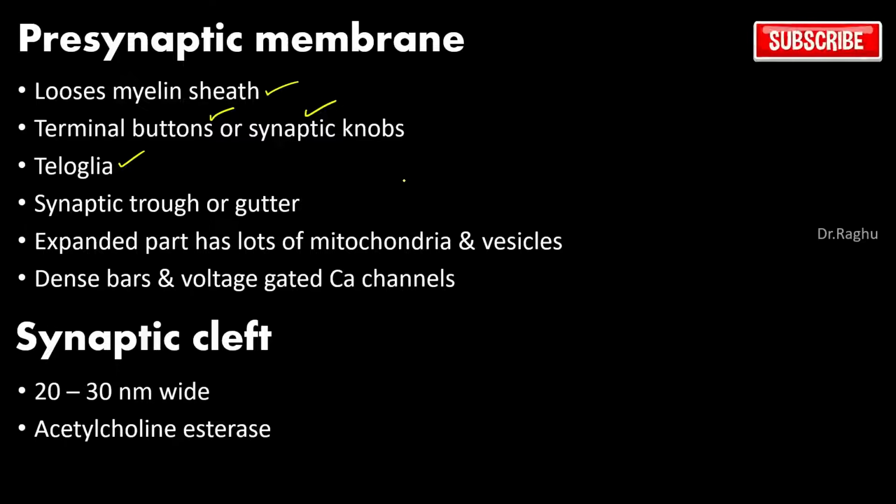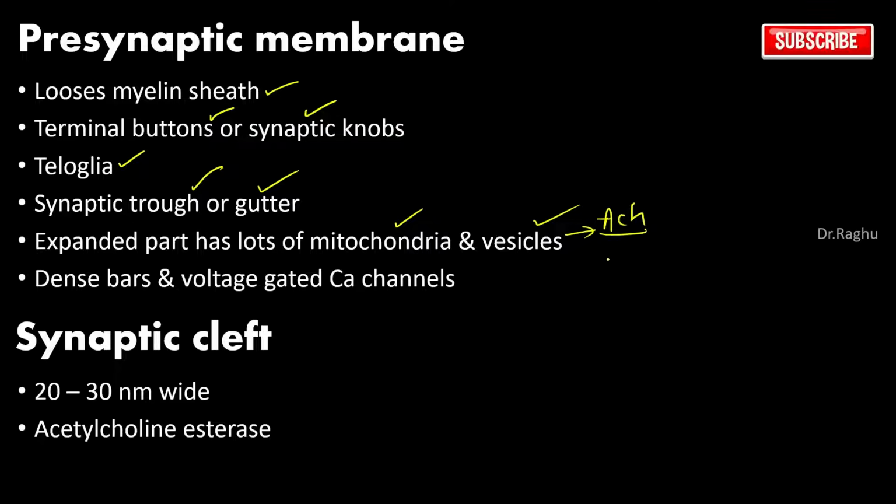Then one more thing which happens is that this axon is going to invaginate into the skeletal muscle, or into the sarcolemma. That invaginated portion of the sarcolemma is called the synaptic trough or the gutter. Now this expanded end, which is called the terminal button, has a lot of mitochondria and vesicles. Mitochondria, as we all know, are required for the generation of energy, and energy is required for the production of acetylcholine, and the vesicles contain acetylcholine as the neurotransmitter.